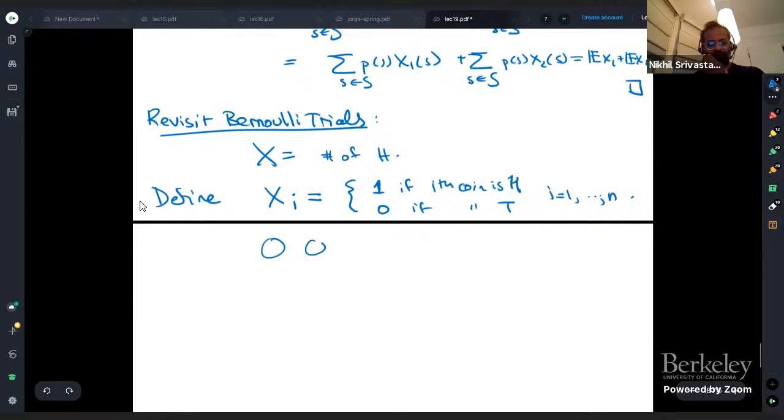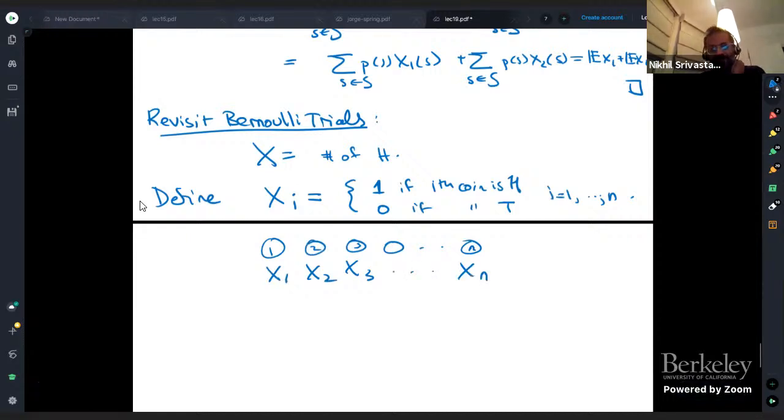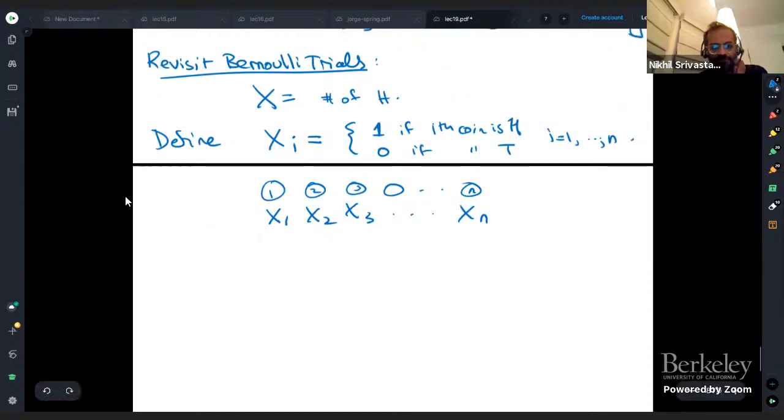So there are these n coins, and what I've done is I've defined a random variable for each coin, which is just a very simple one. It says 1 if the coin is heads and 0 otherwise. This is called an indicator random variable. That's the jargon. It's not really a new concept, but that's what it's called. It's called an indicator, a 0-1 random variable, because it tells us if something happened.